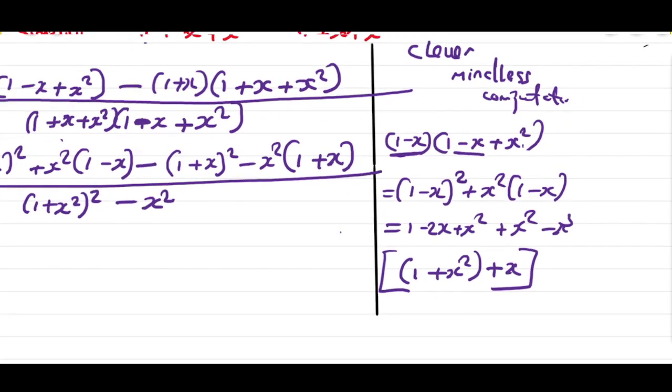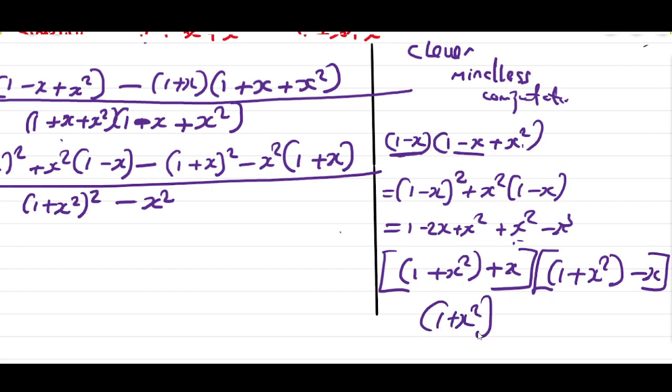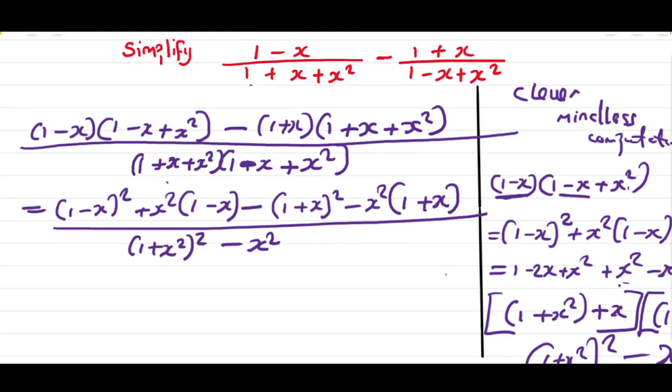Then the second part here should be written as 1 plus x squared stays. Then you have minus x. So everything with difference of squares we discussed. This is 1 plus x squared minus x squared, which is what we have here underneath. So just to not waste our time, let's proceed.